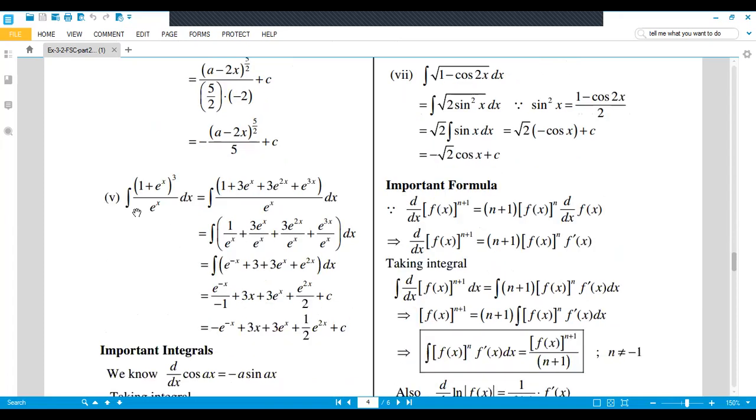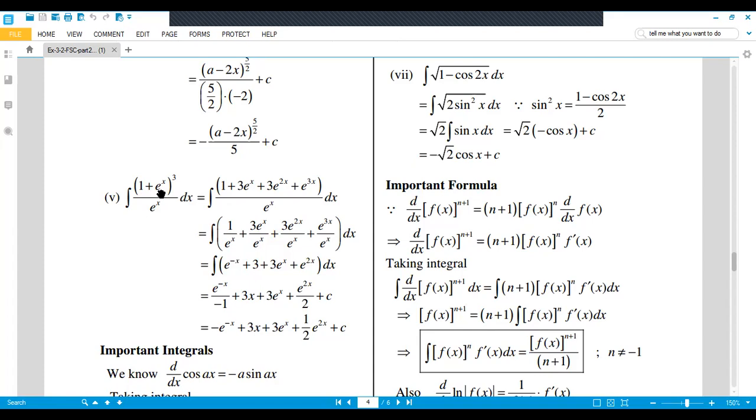In the next part you are given integral of (1 plus e power x) whole cube over e power x, an exponential function, and you know that the integration of an exponential function is as it is, just like the derivative. If anything is in the power, we take the further derivative of that power, and divide by that derivative. But here you have given (1 plus e power x) whole cube. So here you use the cube formula.